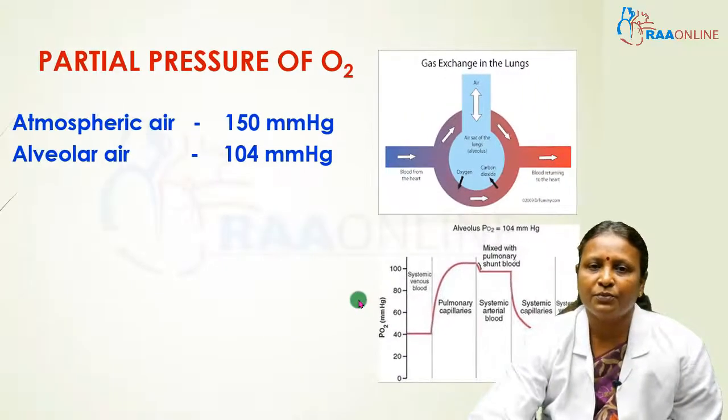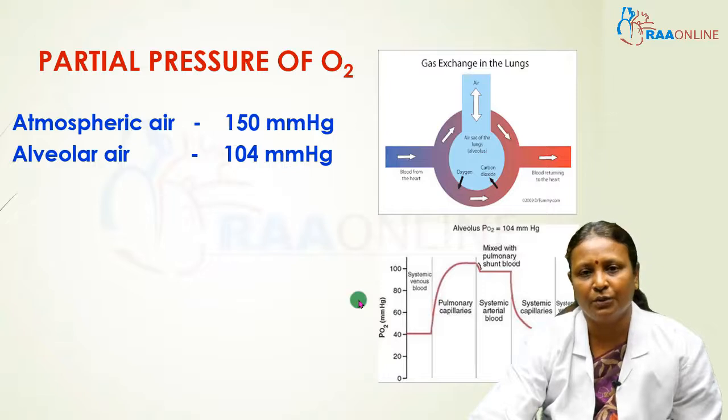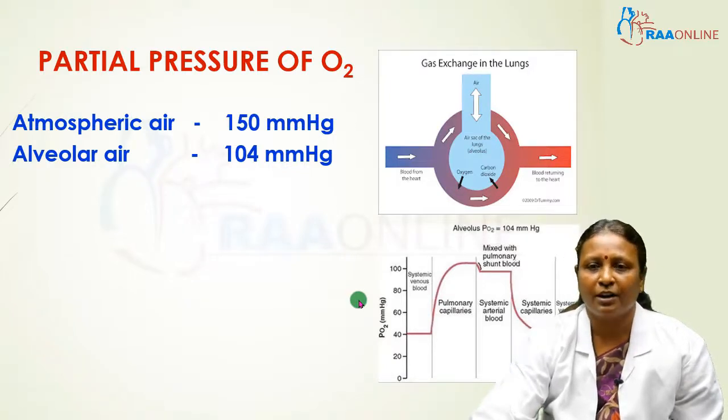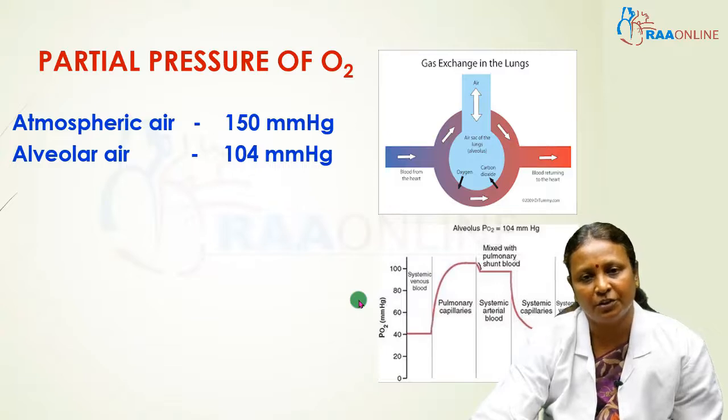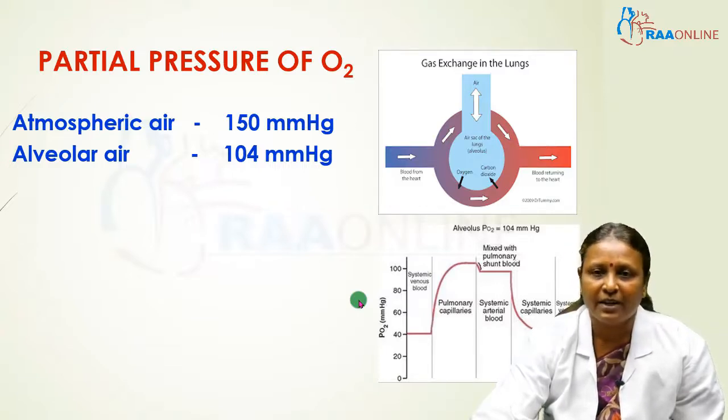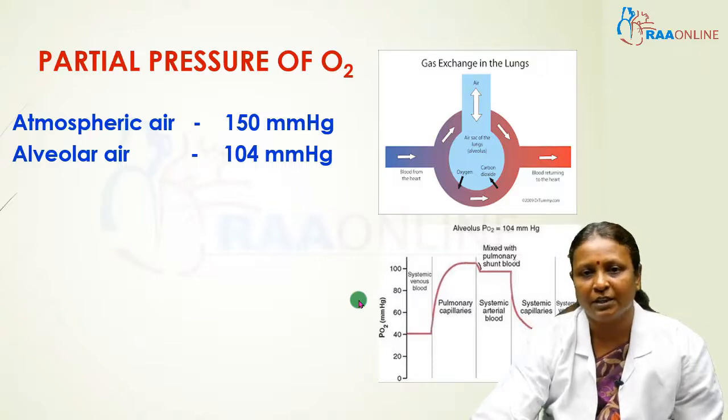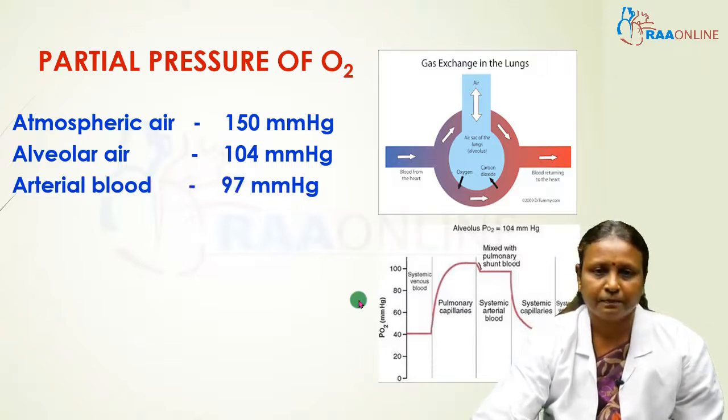As air moves from the atmosphere into the alveolar air, the partial pressure of oxygen falls to 104 millimeters of mercury. Why is this fall? Here, as the air is entering, you have humidification of air, which adds around 47 millimeters of mercury of water vapor pressure. Then you have the dead space air, which also will dilute the atmospheric air.